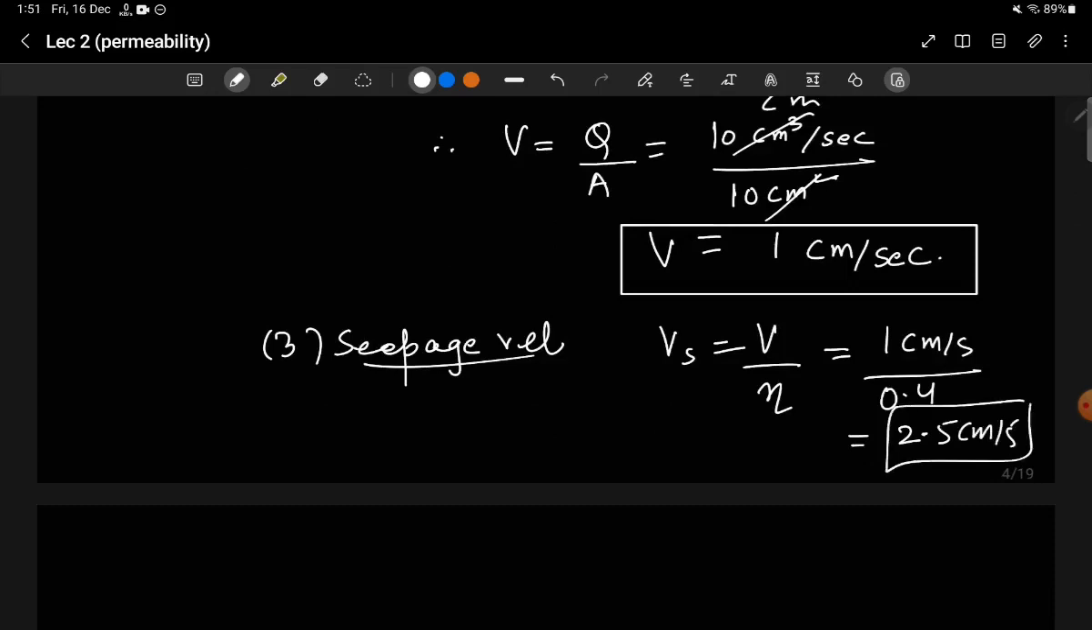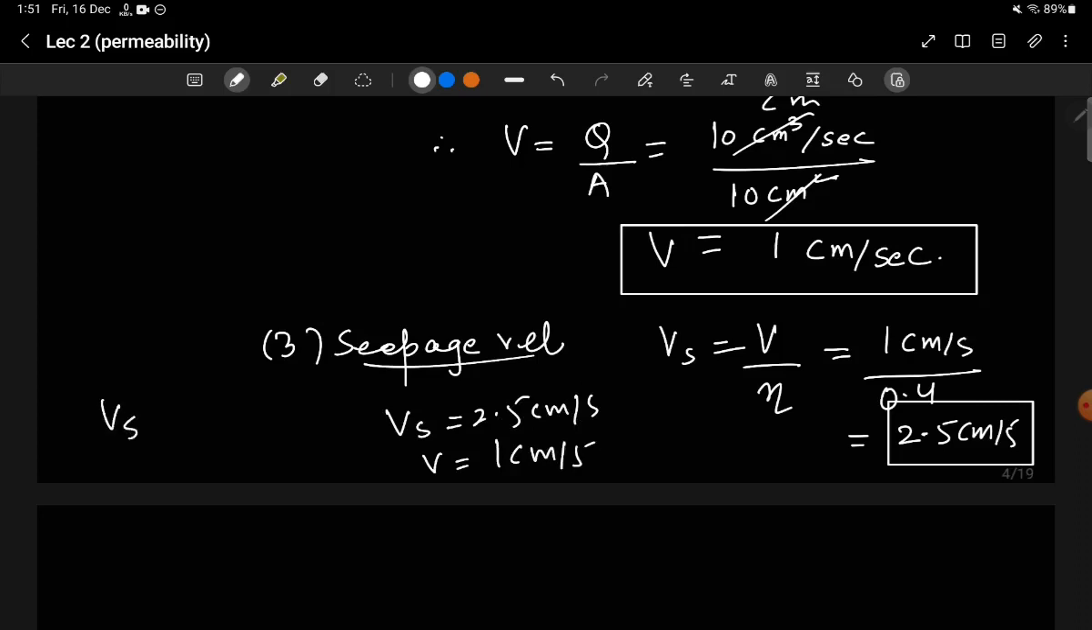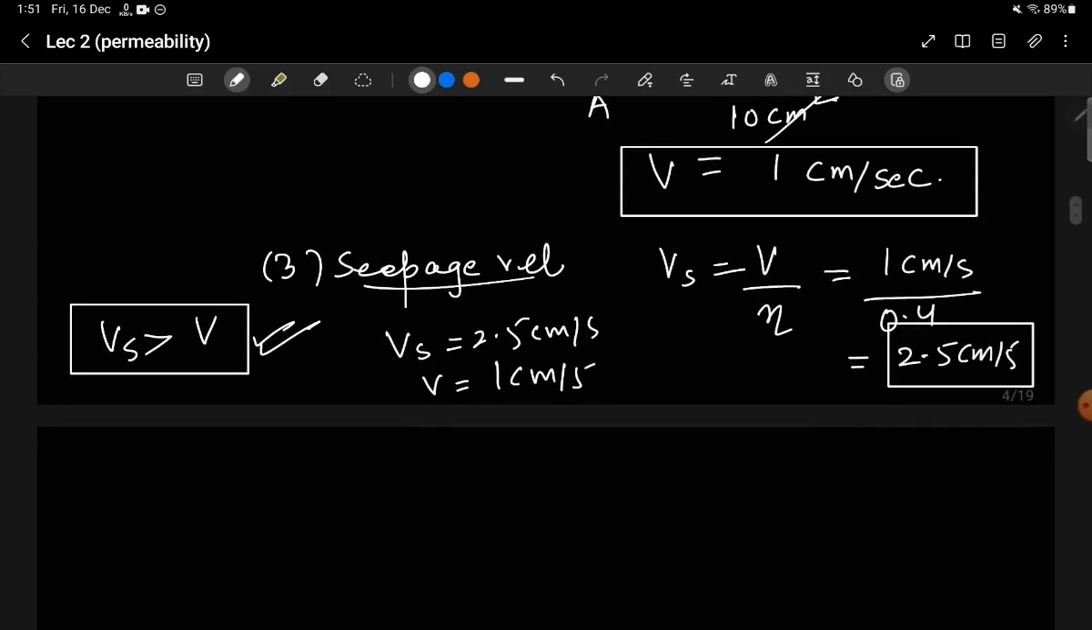Now from the numerical itself, you can see that Vs is 2.5 centimeter per second, while V, the discharge velocity, is 1 centimeter per second. Hence, Vs is greater than V. So you will always remember that the seepage velocity is always going to be greater than the discharge velocity.